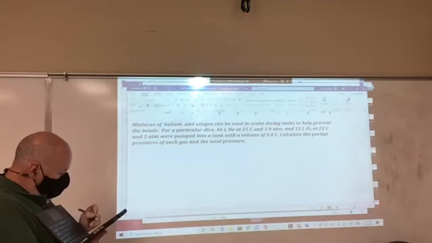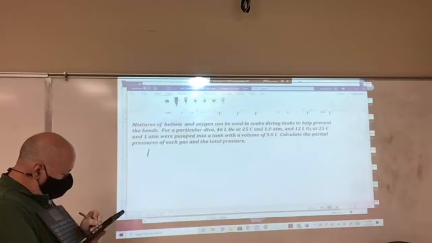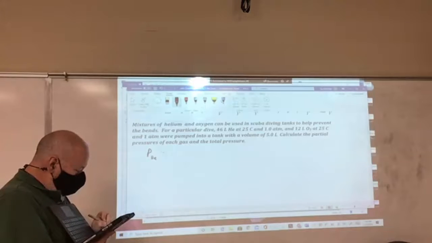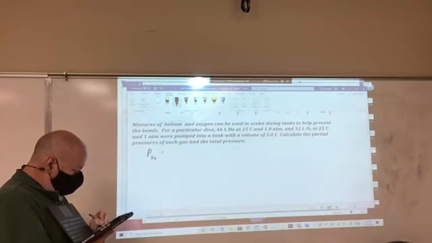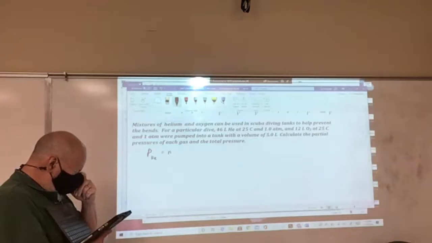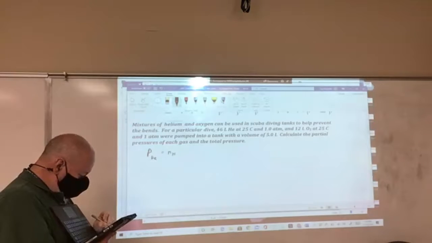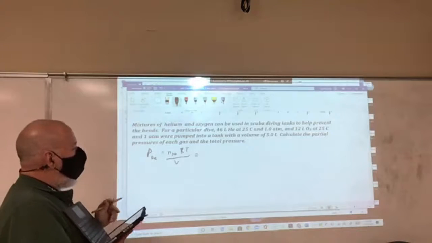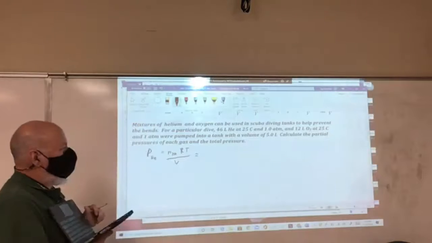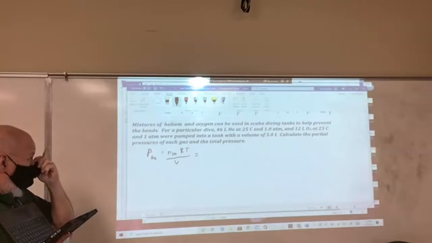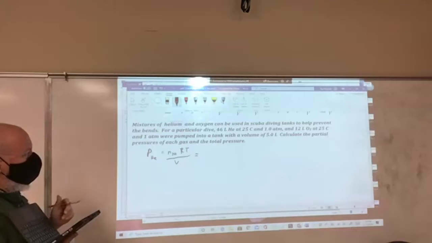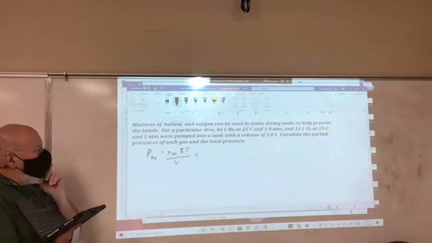Okay, and so we can calculate the partial pressure of each gas, and we'll symbolize the partial pressure of a particular gas by using pressure with a subscript of whatever that gas is. And I know that the partial pressure of that gas is going to be equal to the number of moles of helium times R times T over V. Okay, and so now I have to figure out how many moles of helium I actually have. And how am I going to do that?